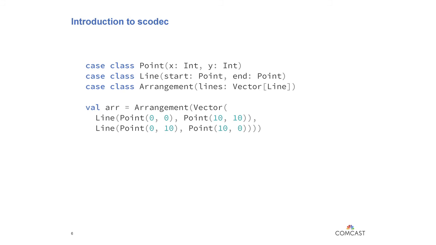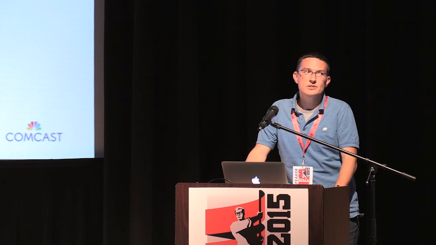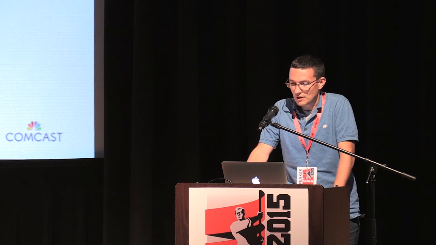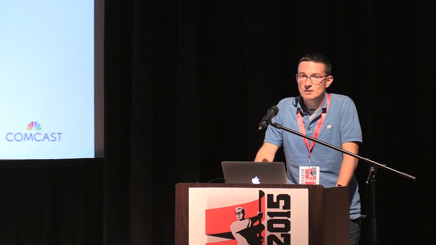So I'm going to do a couple examples of using S Codec, and then we'll get started with our functional structures. Just starting very simple, we have 3 case classes here: a point made up of 2 integers, a line made up of 2 points, and an arrangement made up of a collection of lines. And of course, we can instantiate that and store it into this arr value.